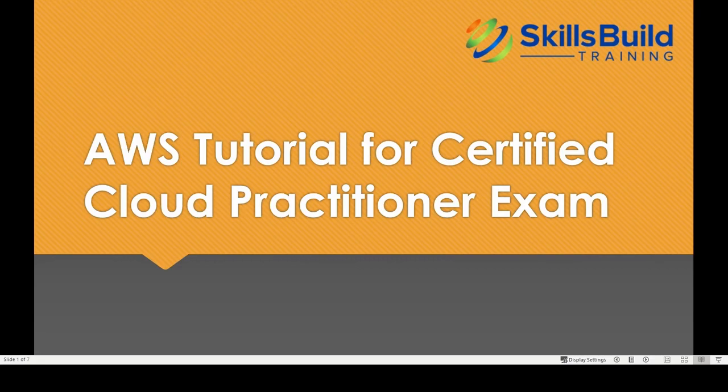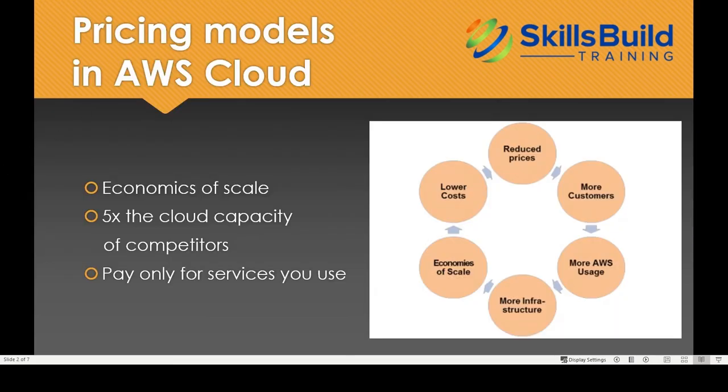In this lesson we shift our focus to describe various pricing models within AWS and compare them. So AWS has been developing cloud technology since the early days. Their user base has given us the advantage of economies of scale. Last year, Gartner estimated that AWS had 5 times the cloud capacity of its nearest 12 competitors combined.